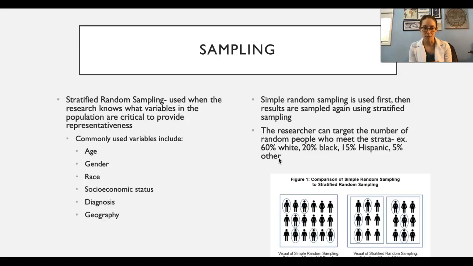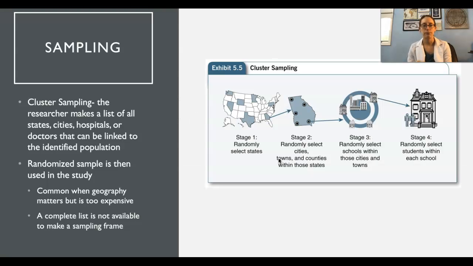So strata is however many categories, whether that's age, gender, race, all that stuff. So if we know, for example, that 60% of the population is white, 20% is black, 15% is Hispanic, and 5% other, we want to make sure that 60% of our randomly sampled people are white, and 20% of our randomly sampled people are black, because that'll give us a representative sample of what we're actually working with.